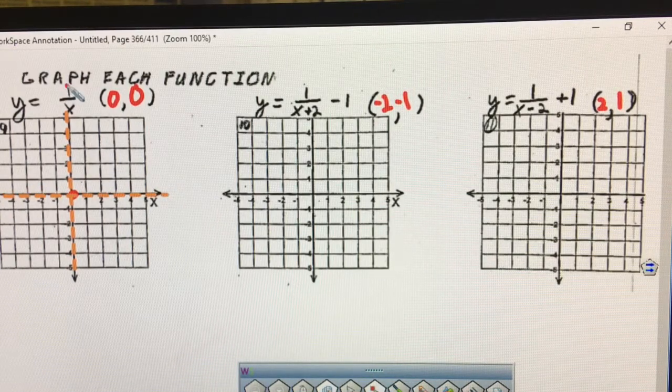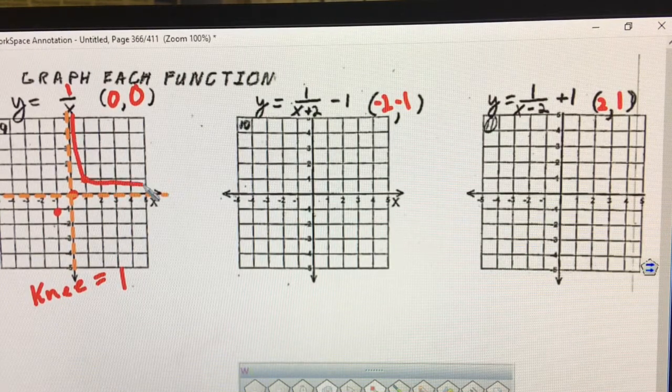And this number 1 up on top is called the Knie. And what's the Knie equal in this case? 1. You ready? From 0, 0, I go right 1 up 1, I pop a dot. From 0, 0, I go left 1 down 1, and I pop a dot. Instead of doing the table, it's sort of like 1, 3, 5 with x squared. There you go. Go -2, -1, pop a dot. Vertical asymptote at x equals -2. Horizontal asymptote at y equals -1.